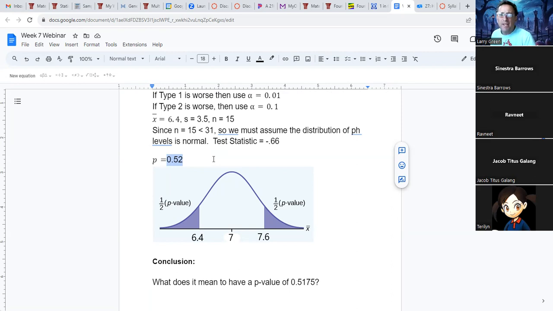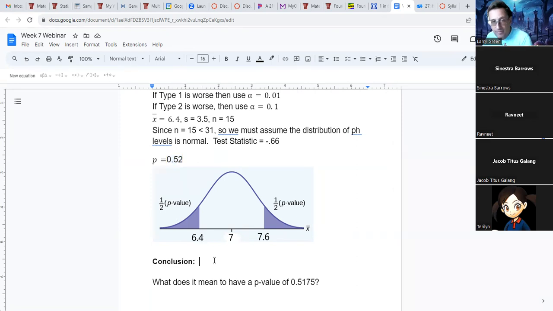Okay. Well, our p-value here is 0.52. If there's a 52% chance of blowing it, that's not good. Then you're not going to say, yeah, I'm right. It's just not that unlikely to get something as extreme as 6.4 for the pH. So you're not going to say that it must not be 7, because we're not that far from 7. Do you see how that works?